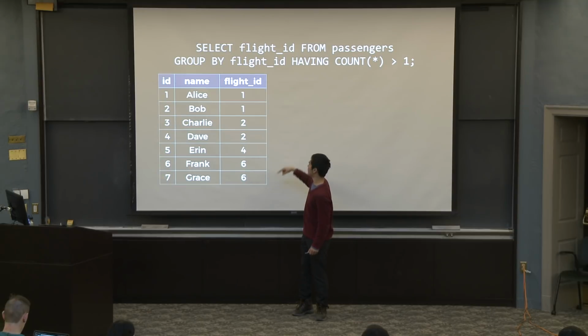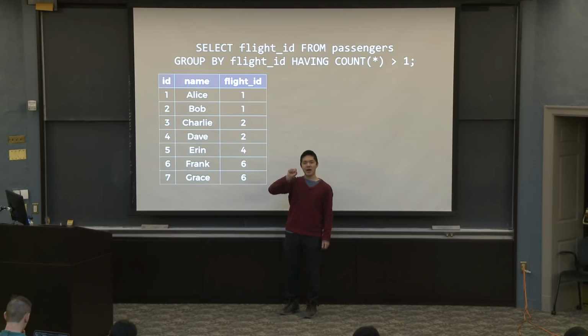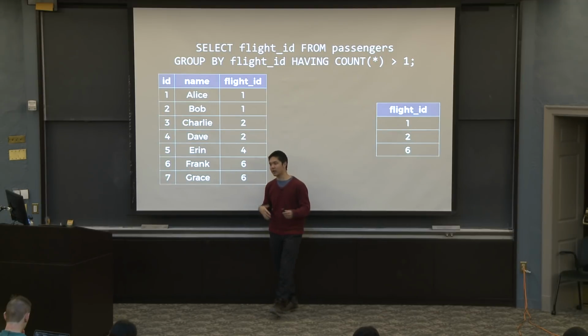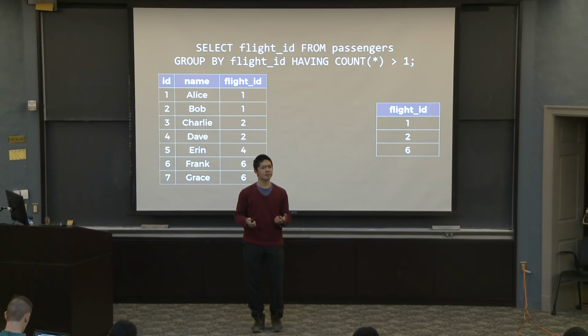Great, we're going to get 1, 2, and 6, because what I'm doing here is I'm grouping all this table by the flight ID column, just putting them in groups based on their flight ID. And then I'm selecting only the ones that have count star greater than 1. In other words, when I count the number of rows, there are more than one of those rows. So what I'll get back is a table that just looks a little something like this. Flight ID 1, 2, and 6. These are the flight IDs that have more than one passenger on them. Feel OK about that query and how that works?